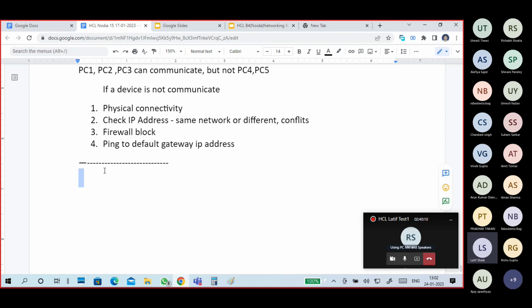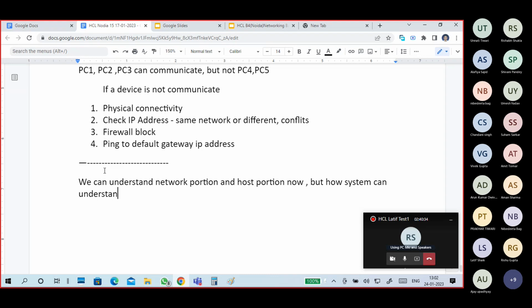So we can understand the network portion and host portion now, but how can the system understand?